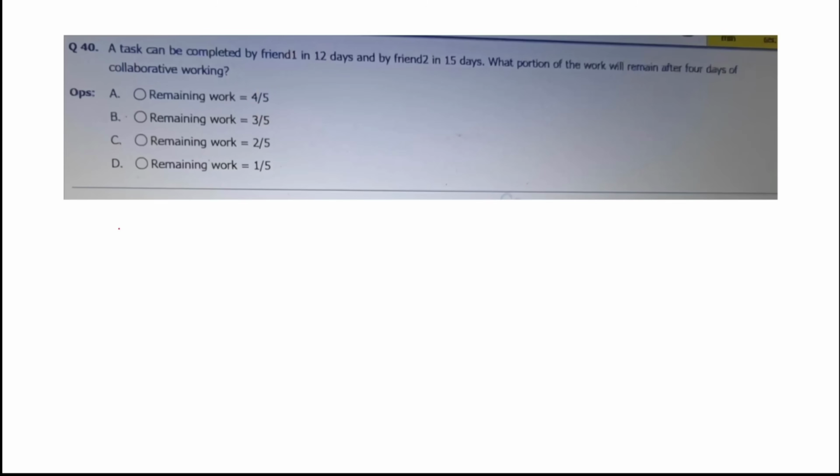And here in the question they have given that friend 1 will complete in 12 days and friend 2 will complete in 15 days. As I am using the LCM method, I need to calculate the LCM for both the values, that is 12 comma 15. So when I take 3 as a table, in 3, 12 comes 4 times and 15 comes 5 times. So 5 into 4, 20 and then 20 into 3, 60. So the total LCM is 60.